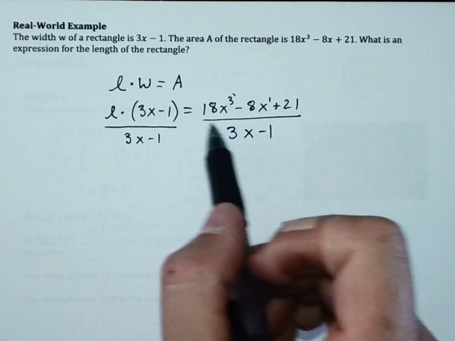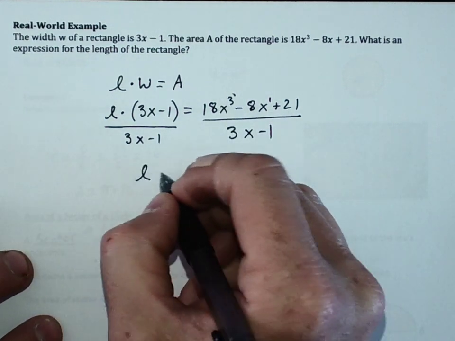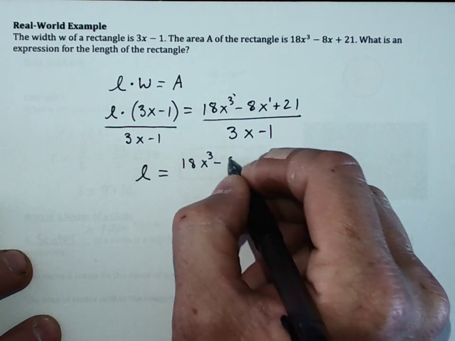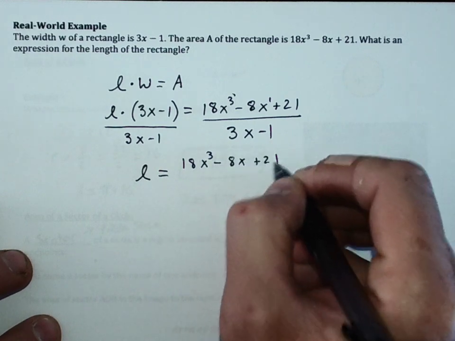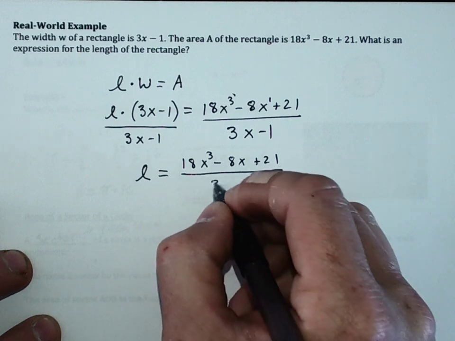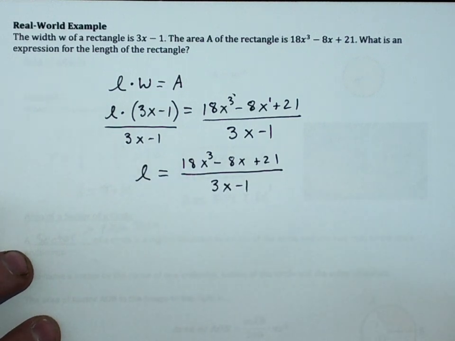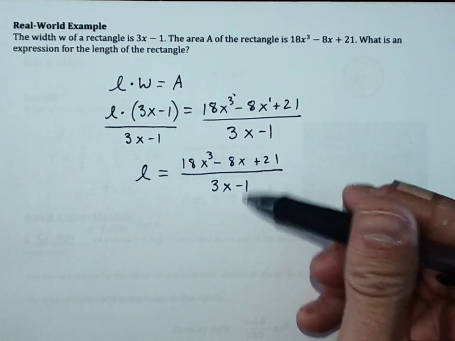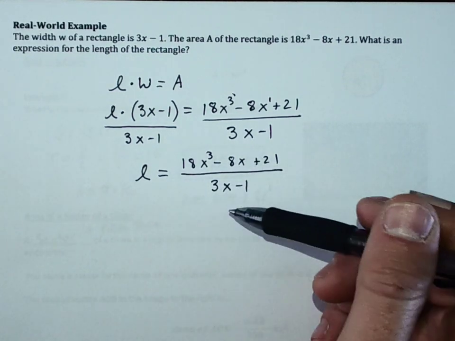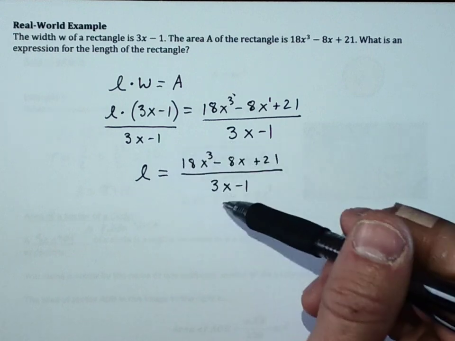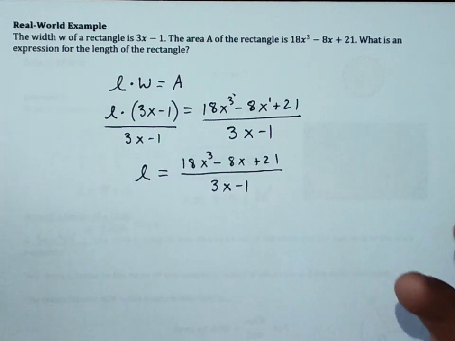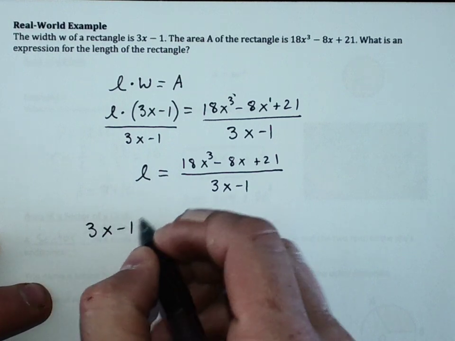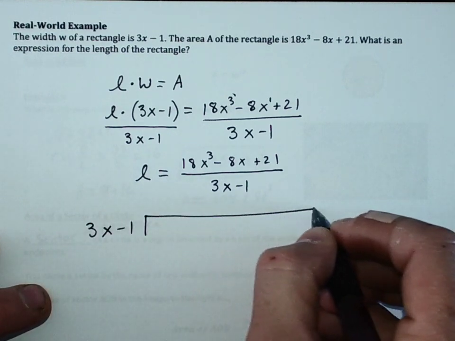And now the question is what is this? The length is going to equal 18x to the third minus 8x plus 21 divided by 3x minus 1. So whatever this divides out to be is going to be our answer. So this is what we've been doing. We've been dividing a polynomial by a binomial. However, this is a little bit different because we are missing a term.